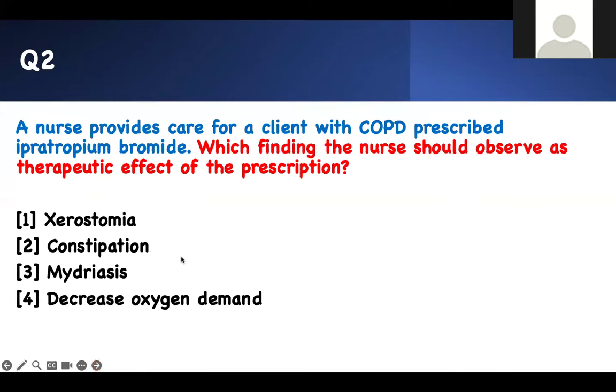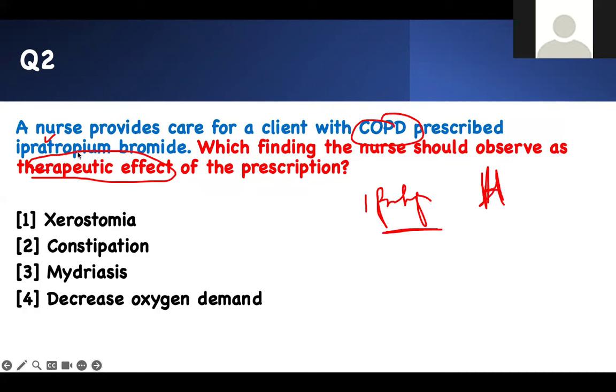Next, the nurse provides care for a client with COPD prescribed ipratropium bromide. Which finding should the nurse observe as a therapeutic effect of the prescription? Same thing, go for the buzzword. They want you to look for the therapeutic effect. What is ipratropium? This should give you an idea. It's a COPD patient. What is their problem? Worry about bronchoconstriction. So this has to be a bronchodilator. If it's a bronchodilator and I give it to you, you're going to breathe better, you're going to feel much better.